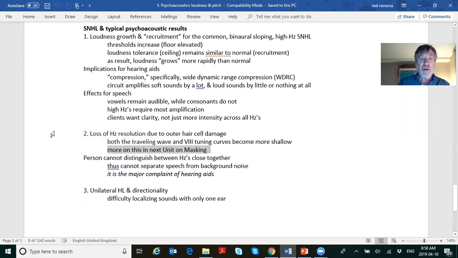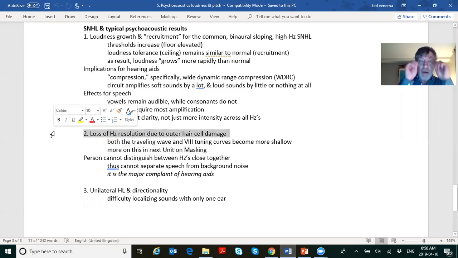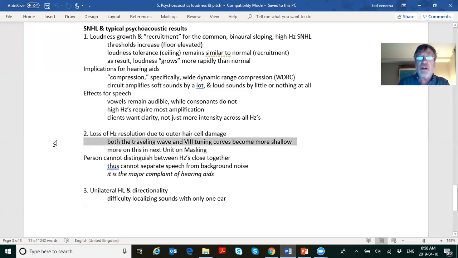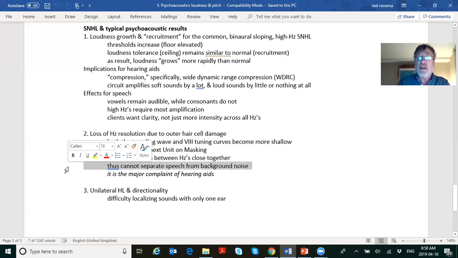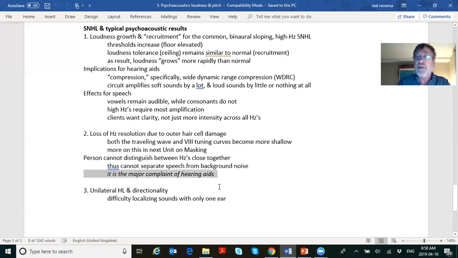All right, but the loss of frequency resolution due to outer hair cell damage, both the traveling wave and eighth nerve tuning curves become more shallow. The person cannot distinguish between frequencies close together and thus cannot separate speech from background noise. This is the major complaint of hearing aids, and what do hearing aids do to overcome this? They try to increase the signal to noise ratio.